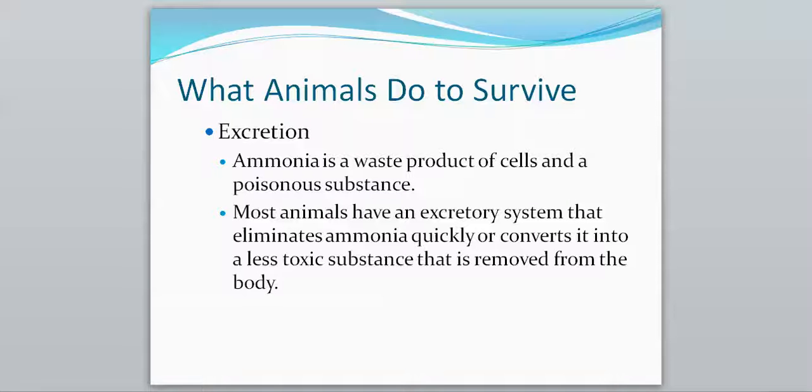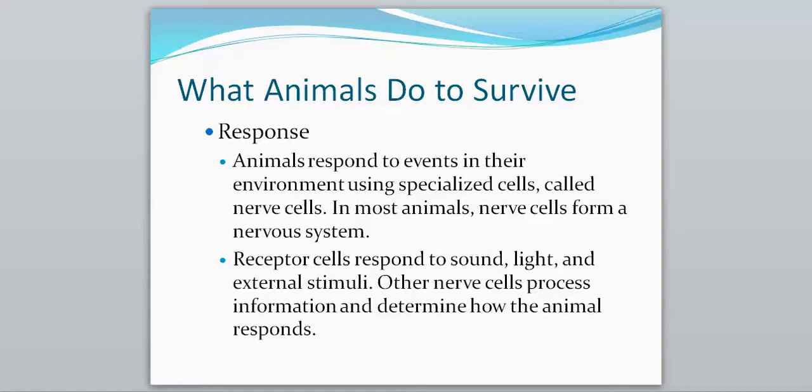And excretion: ammonia is going to be the main waste product of cells, and it's a very poisonous substance. And so most animals will have an excretory system that eliminates ammonia quickly so it won't hurt the animal, or it'll convert it into a less toxic substance that is removed from the body. So animals have to have some way to remove ammonia from their body, or convert ammonia and then remove it from their body.